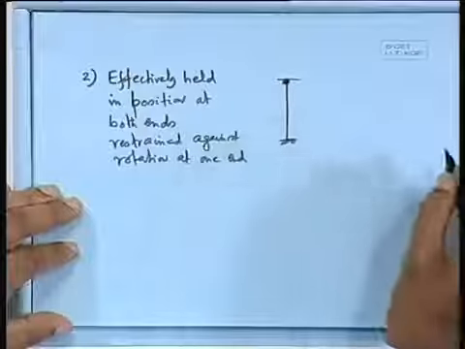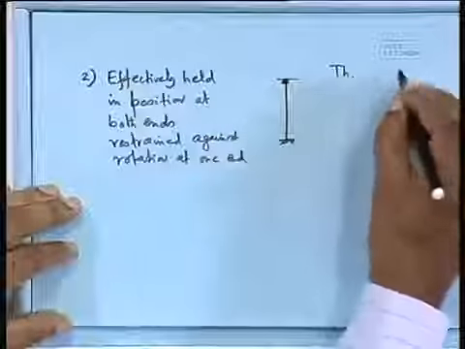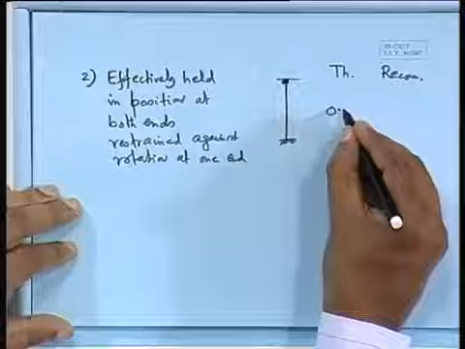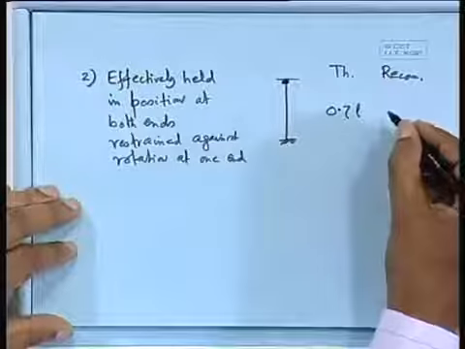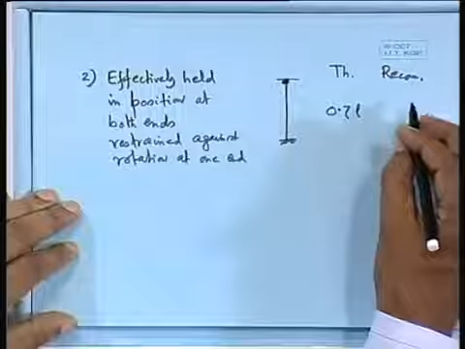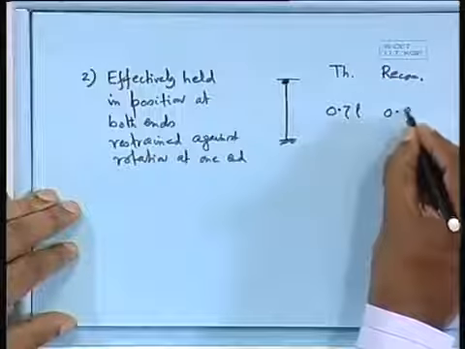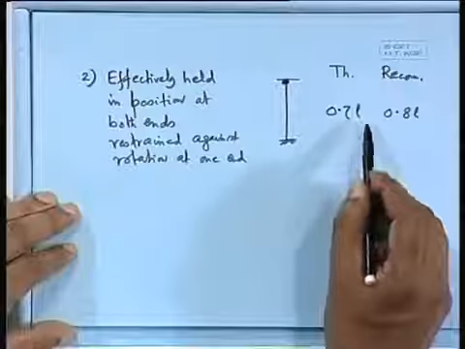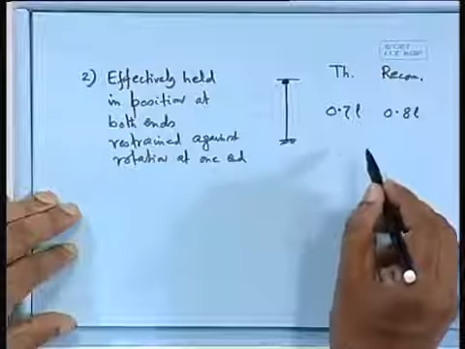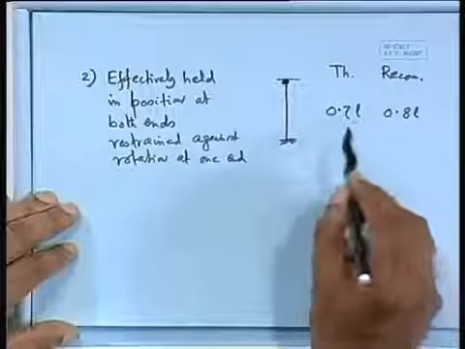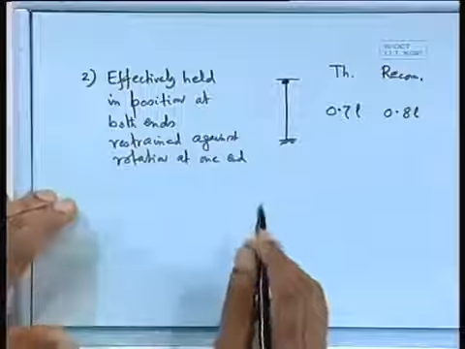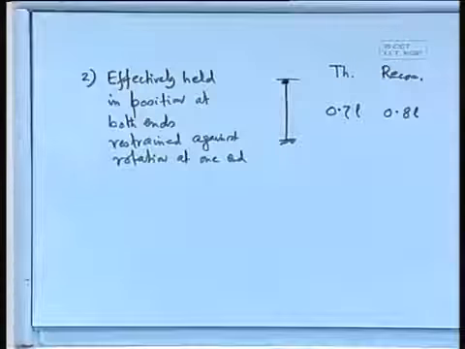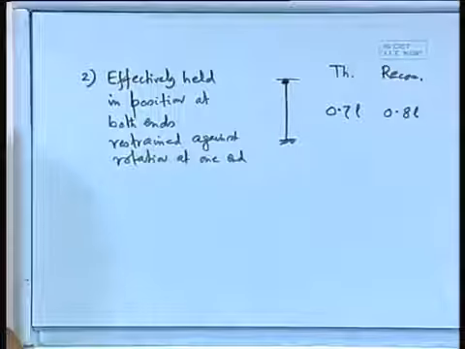If that be the case, we have the theoretical value 0.7 L and the recommended value 0.8 L. What is this L? This L is the unsupported length. But even then, our code says specifically what is meant by unsupported length, and that is also available. You can get it specifically in a clause.